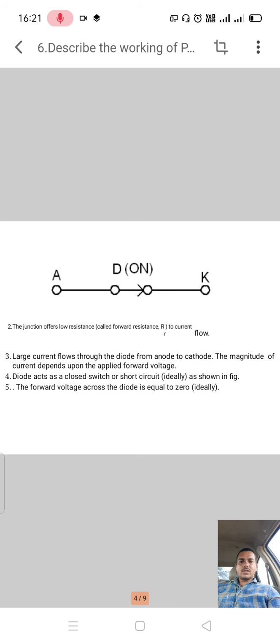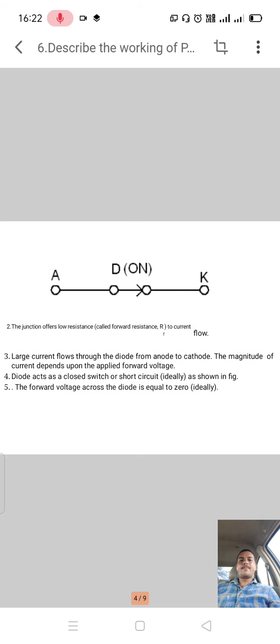Next one, a large current flows through the diode from anode to cathode. The magnitude of current depends upon the applied forward voltage. The diode acts as a closed switch or short circuit ideally, as shown in the figure above.